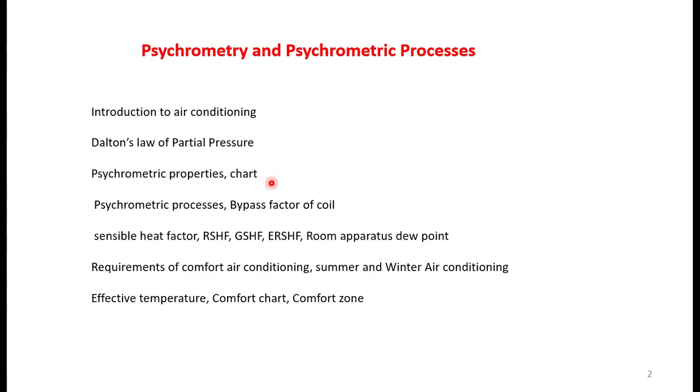And toward the end, there are the theoretical topics: the requirement of comfort air conditioning, then the requirements for summer as well as winter air conditioning, then the definition of the effective temperature and the representation of these effective temperatures on a chart, that is known as the comfort chart. And on that comfort chart, there is some specified region, space or zone, and that zone is known as the comfort zone. So we'll see what is the description of that comfort.